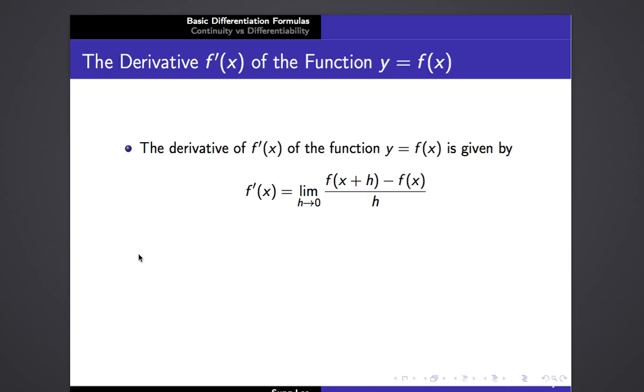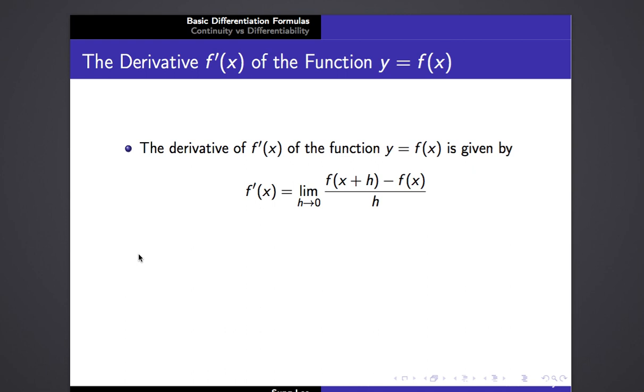Okay, so if you remember, in my previous lecture, we talked about the derivative of a function y equals f of x at a particular value, okay? But this time, we are going to replace the particular value by just a generic x. So, we can also talk about the derivative f prime of x of the function y equals f of x.